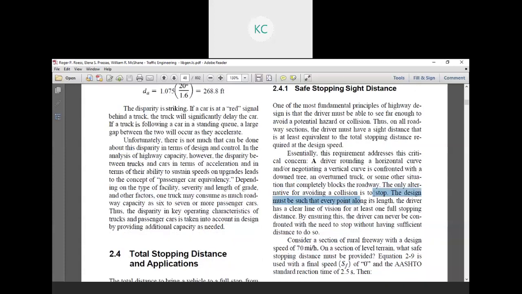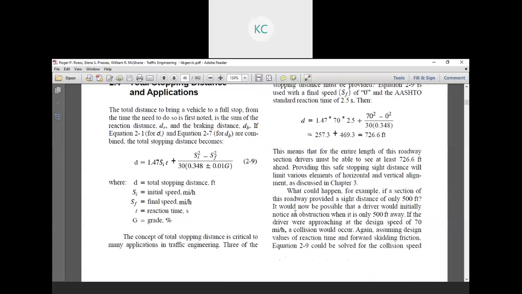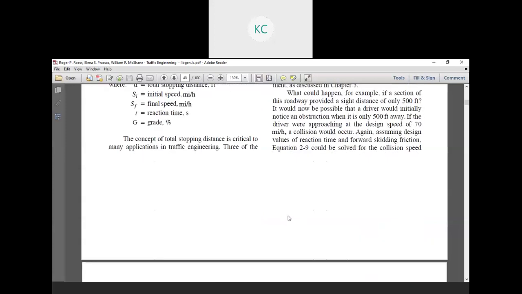The alternative for avoiding a collision is to stop. The design must be such that at every point along its length, the driver has a clear line of vision for at least one full stopping distance. By ensuring this, the driver can never be confronted with the need to stop without having sufficient distance to do so. The stopping sight distance provides that kind of facility, so that the driver can stop the vehicle at a certain distance without a collision or hazardous situation.